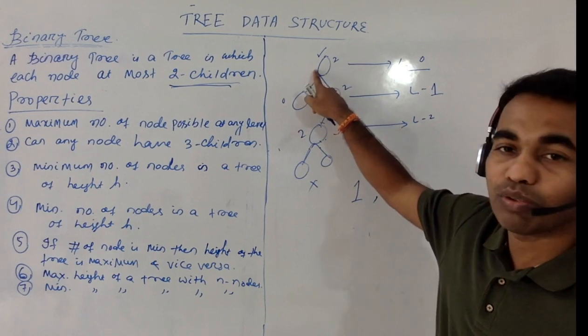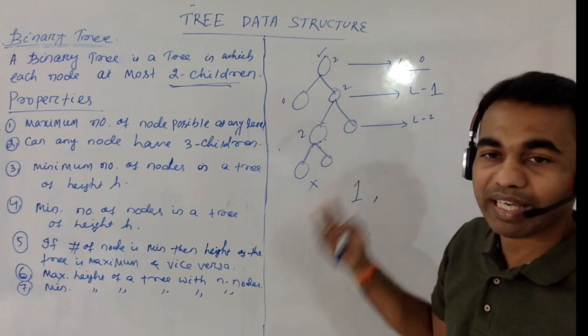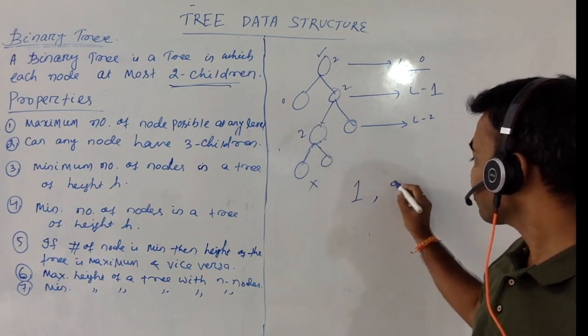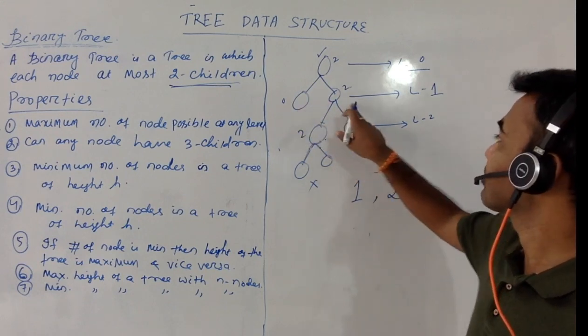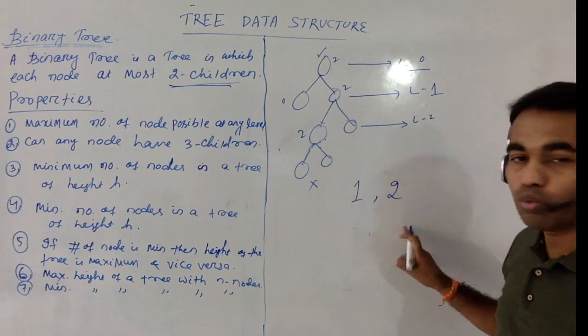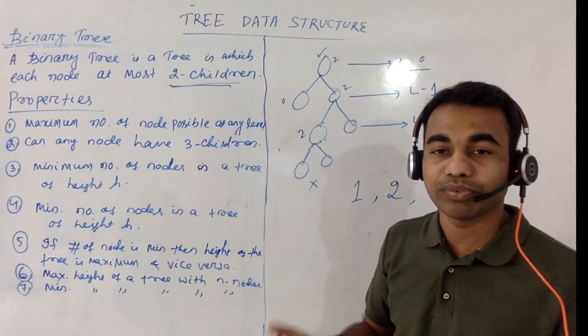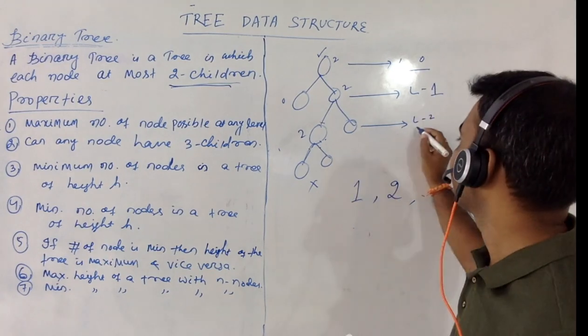So this is a tree node. Can I have 3 nodes? No, because it is a binary tree. It can have a maximum of 2 nodes. So that's why the maximum number of nodes that is possible at level 1 is 2. Now let me ask one more question. What is the maximum number of nodes that can be possible at level 2?